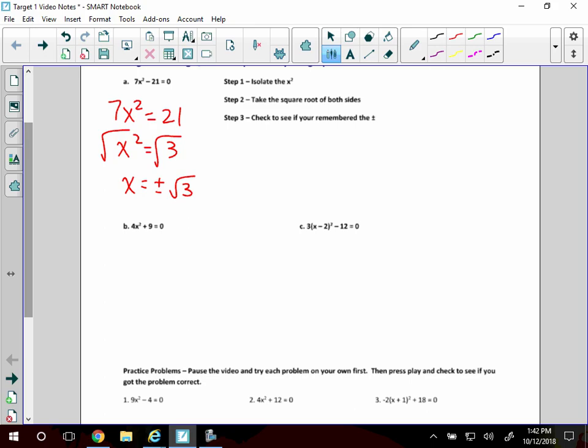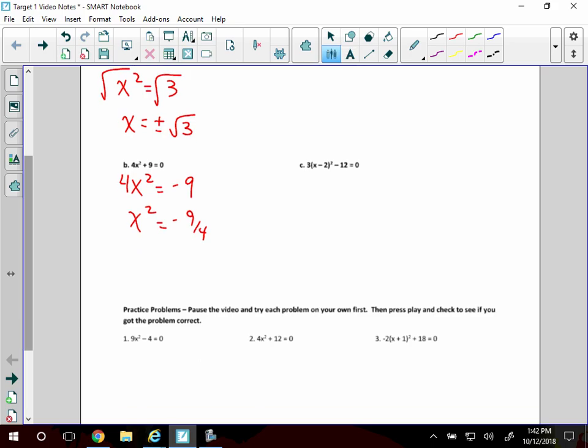So same procedure for B. First, we want to get x squared by itself, so I have to get rid of the 9 and the 4. So I'm going to start by subtracting the 9. Then I'm going to divide by 4. Okay, so I've got an x squared by itself. Now I'm going to square root both sides.